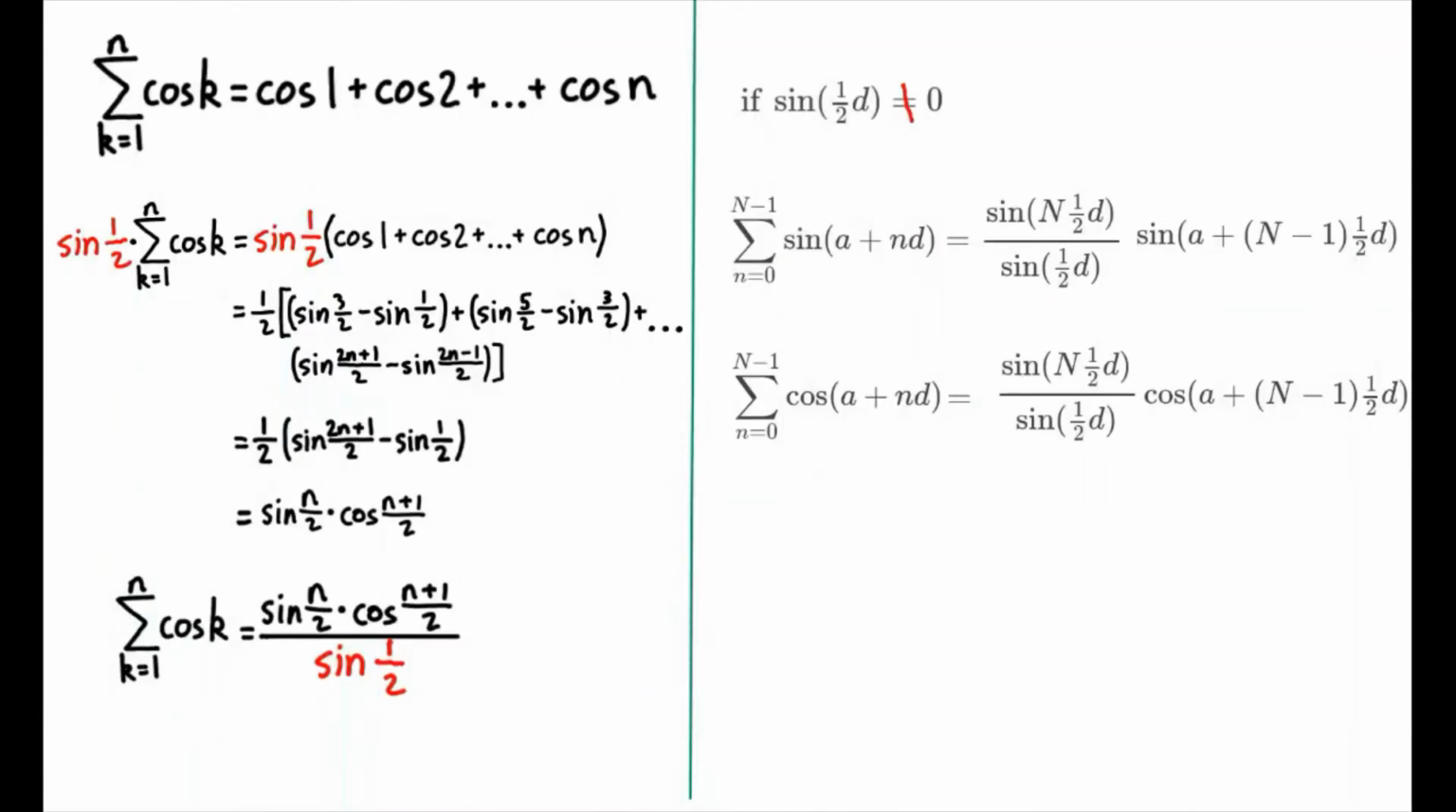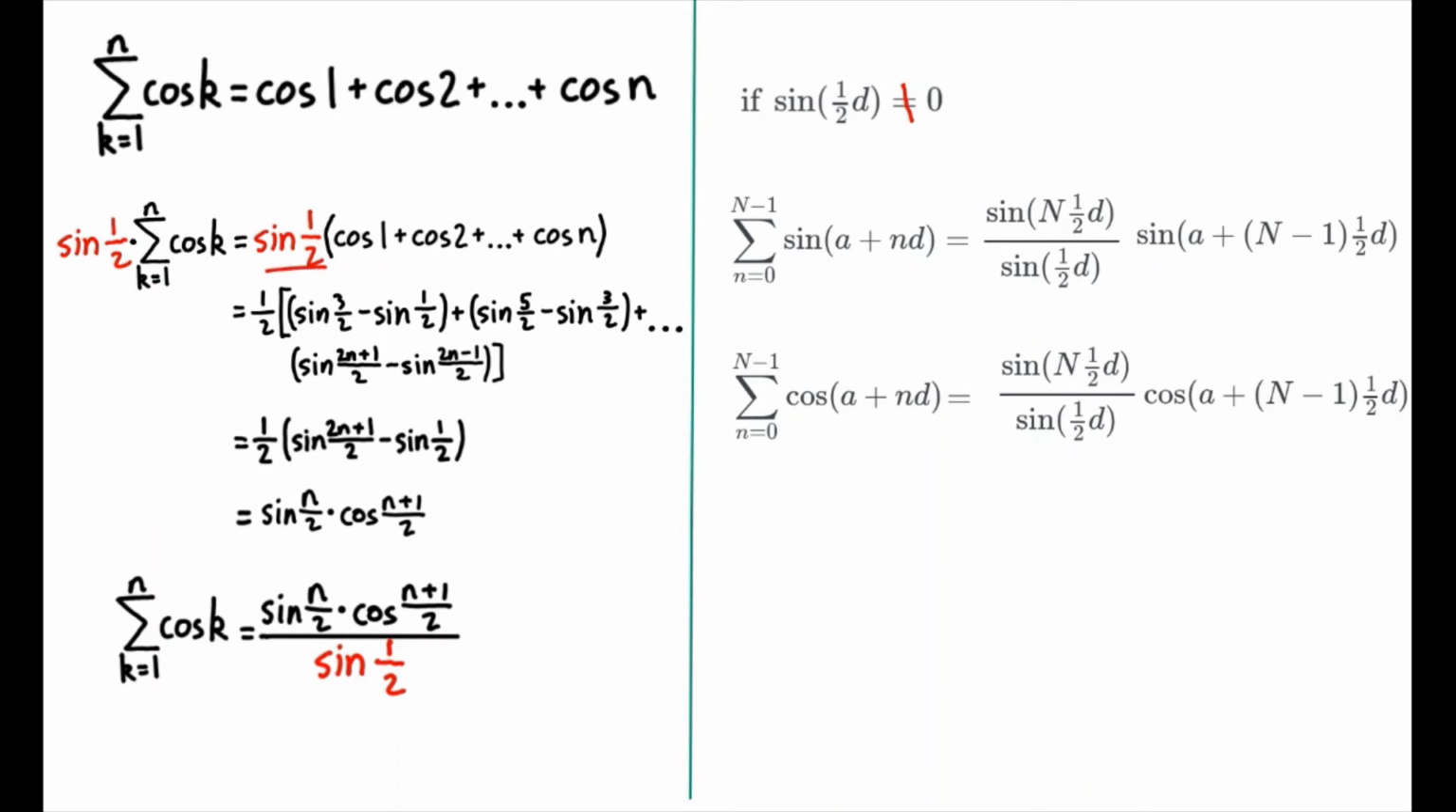In this problem, we have to find the sum of the numbers where we have cosine k, and k is equal to 1 all the way to n. So first of all, let's do the same thing that we did last time. Multiply this equation by sine 1/2.